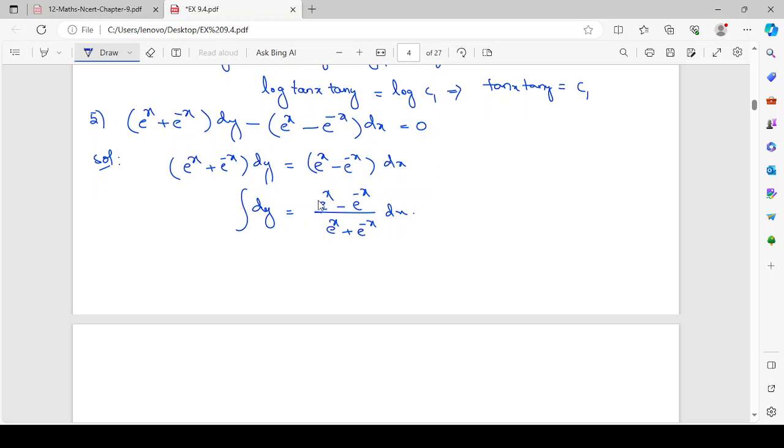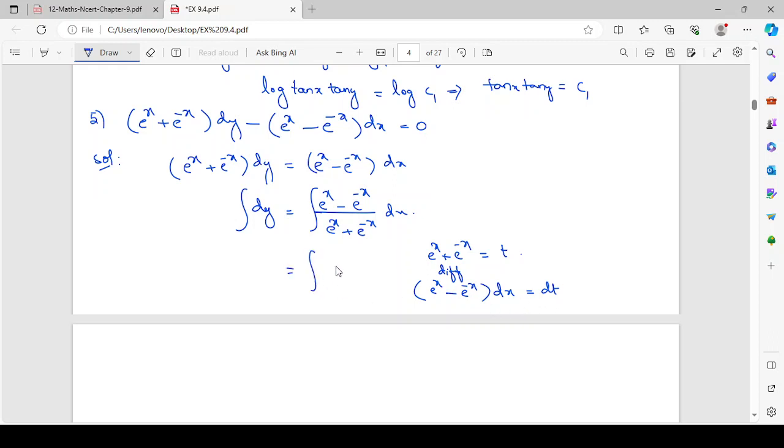Once the variables are separated, we need to do the integration on both sides. The right hand side part should be solved. So to solve this one, I am going to consider the denominator. Let us consider e^x + e^-x as t. Now do the differentiation on both sides. The differentiation of e^x is e^x. The differentiation of e^-x is minus e^-x, dx equals dt. So you can clearly see whatever function is in the denominator, that function's differentiation is in the numerator.